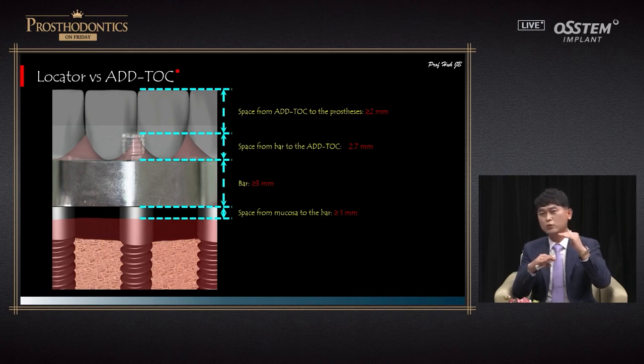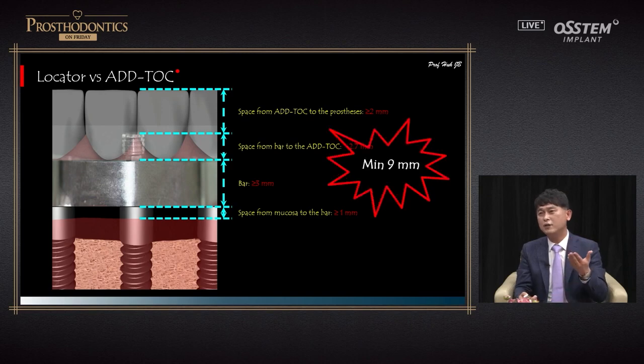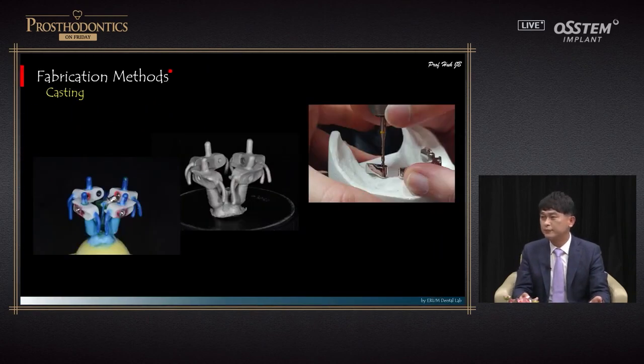Gold used to be used, but today cobalt chrome is used, reducing the bar thickness to 3 millimeters, but if the bar is higher, the better. The minimum height was 14 millimeters, but it is changed to 9 millimeters. It is not based on scientific evidence, but materials advanced, so thin ones are very strong these days. Even if you have a cantilever, 9 millimeters is good enough.